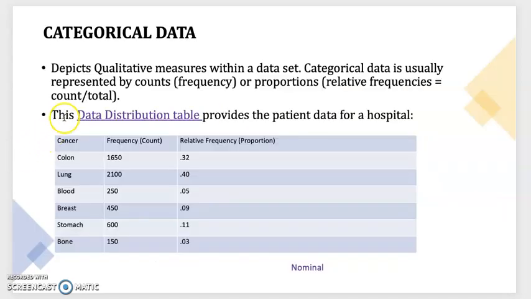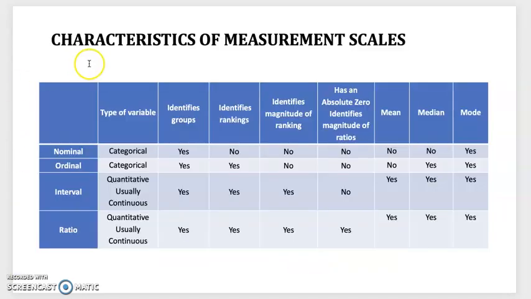Then you will see the different characteristics of the measurement scale. That's why you can see we have four different categories, and they have different types of variable. They can identify groups, or they can identify ranking. So that will be all different. The most important thing you can see here is that nominal and ordinal are categorical. So you cannot really get the mean, median, or mode from that. But for the quantitative data, we can get that.